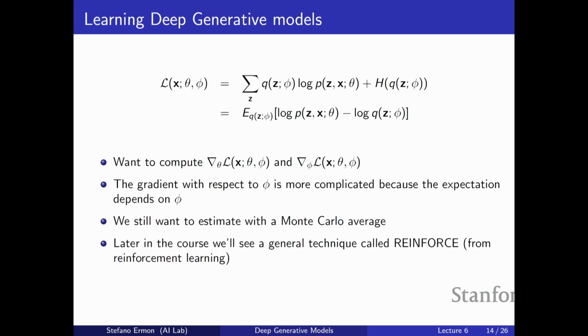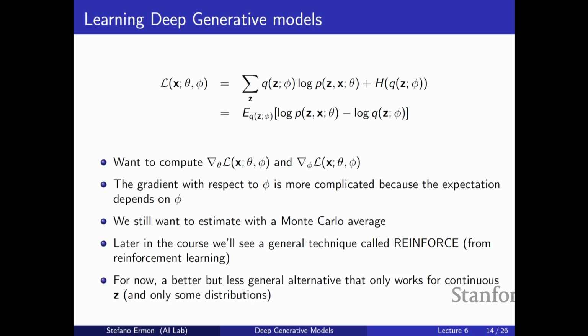Later on, we'll see a technique called REINFORCE from reinforcement learning, because you can think of this as kind of a reinforcement learning problem. If you think of Z as being an action, you're trying to figure out how you should change your policy to perform well, where the argument of the expectation is the reward that tells you how well you're doing. And it's tricky to figure out how changing your policy affects the value that you're getting. But there are techniques from reinforcement learning that you could use.